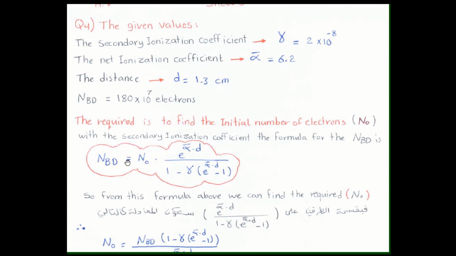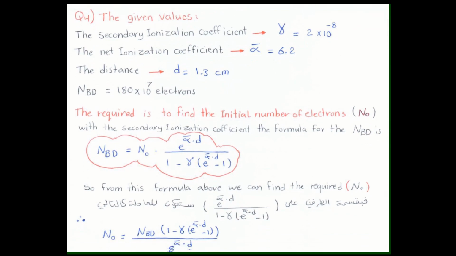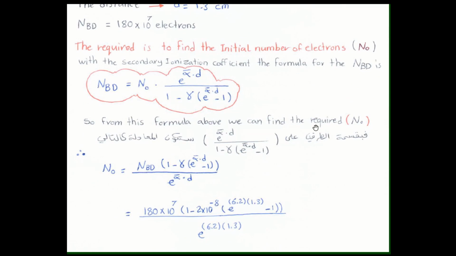So by rearranging this formula, to find the number of initial electrons, we have to use this. So when we rearrange this formula, it will be N0 equal to NBD, open the bracket, 1 minus gamma into e to the power net ionization times distance minus 1, close the bracket, and this will be divided by e to the power net ionization times the distance.